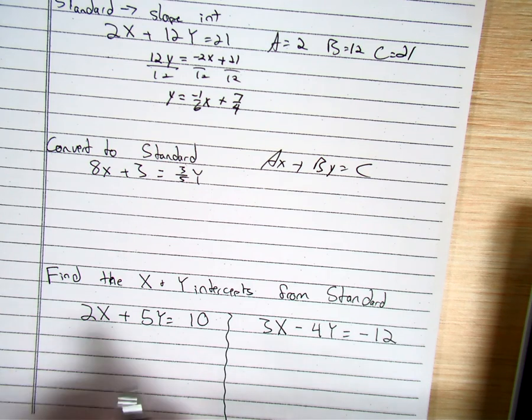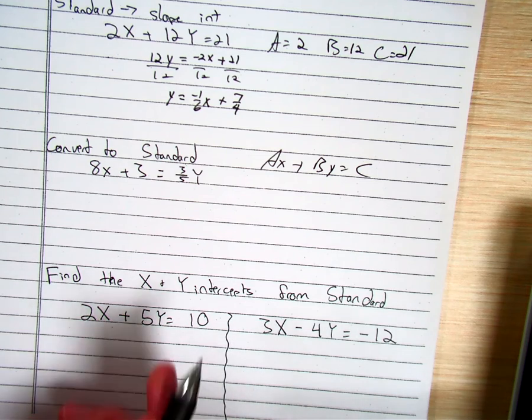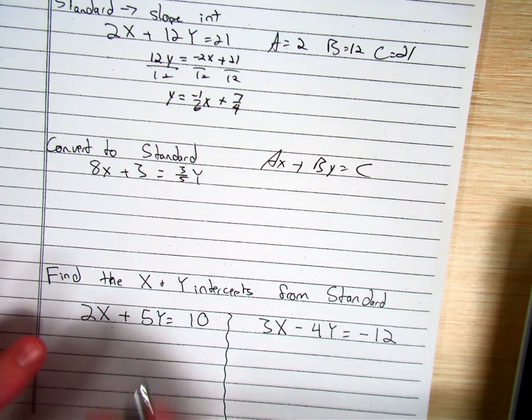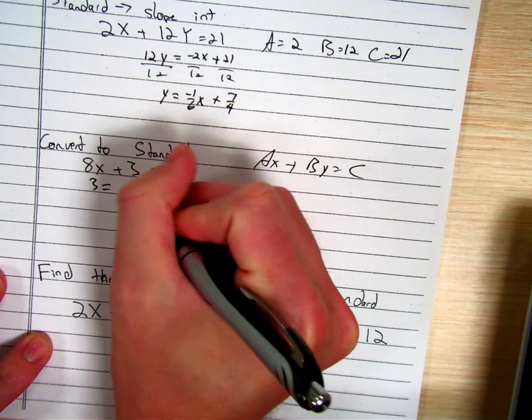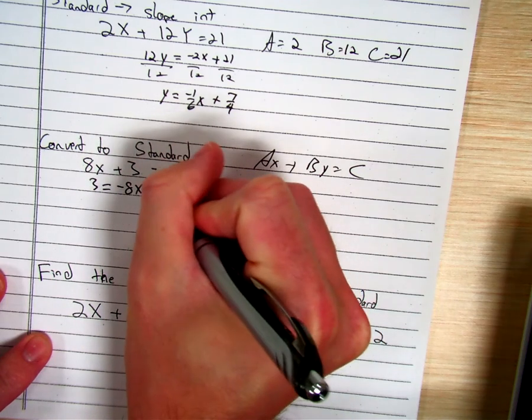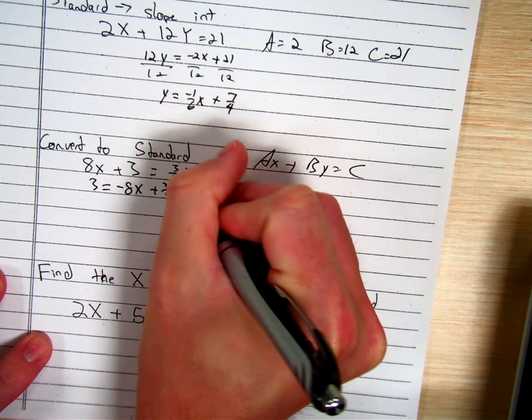Okie dokes, welcome back. Let's see how we did. We want to have them all on the same side. Just because you probably didn't do it this way, maybe you did, I want to show you what happens, so we're going to do it this way. I'm going to subtract the 8x over. 3 equals negative 8x plus 3/5 y.